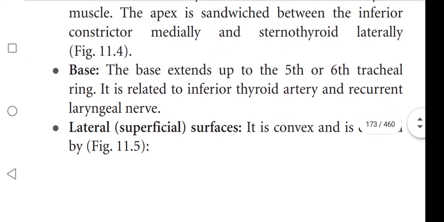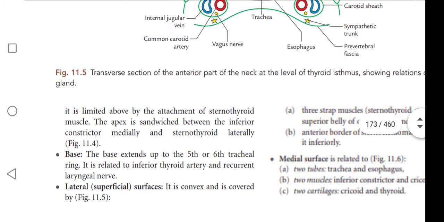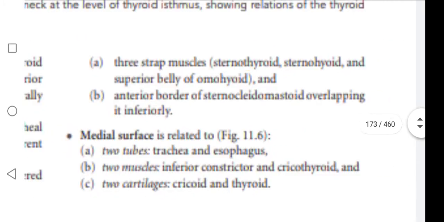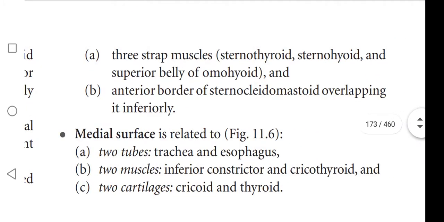Next, lateral or superficial surface. It is superficial and convex. It is covered by three strap muscles: sternothyroid, sternohyoid, and superior belly of omohyoid, and the anterior border of sternocleidomastoid overlapping it superiorly.